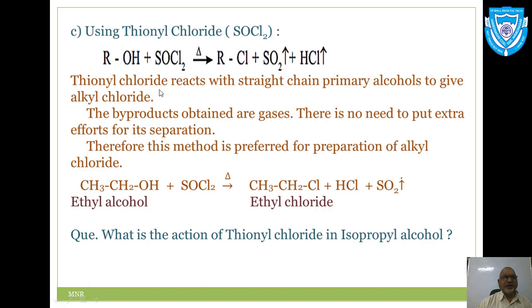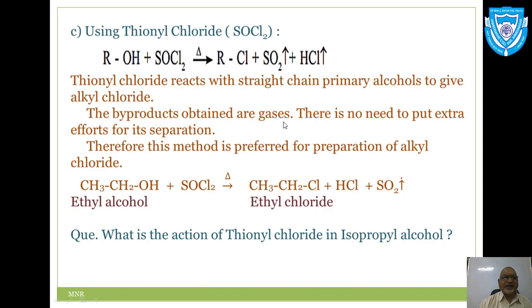This thionyl chloride reacts with straight chain primary alcohols to give alkyl chlorides. It reacts with only straight chain. The byproducts obtained by this method are gases. If you see in the reaction, we have shown the up arrow. So SO2 gas is there and HCl gas is there.